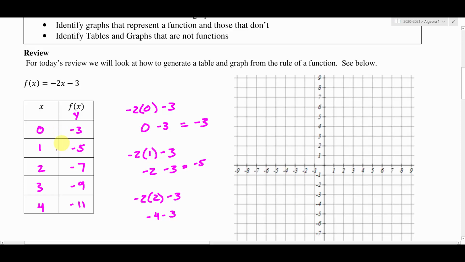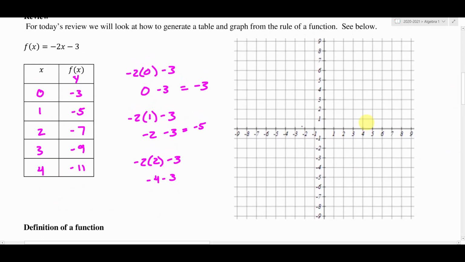All right. Now that I have generated my table using the function rule, I'm going to plot points from my table on the graph. Okay, so I'm going to come over here and make sure I can see my entire graph. And the first point that we have here is 0, negative 3. So I'm going to go to my origin. I go 0 left or right, so I'm not going to go left or right at all because I have a 0. And then I go down 3, since the 3 was negative.